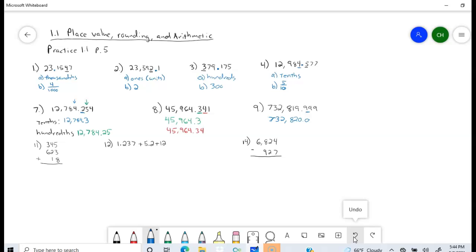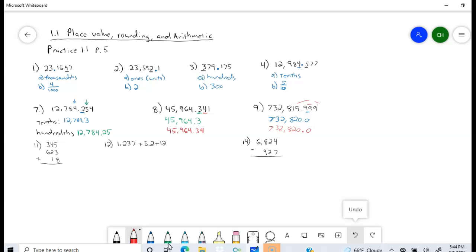0.0. And on the second one, it's wanting the hundredths, which is this spot right here, but it's going to do exactly the same thing. These 9s are all going to push it over. So I'm going to have 732,820.0 again.